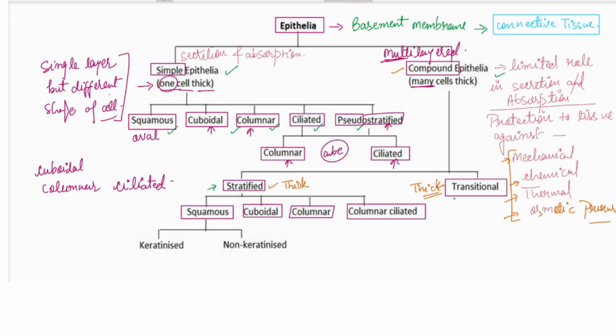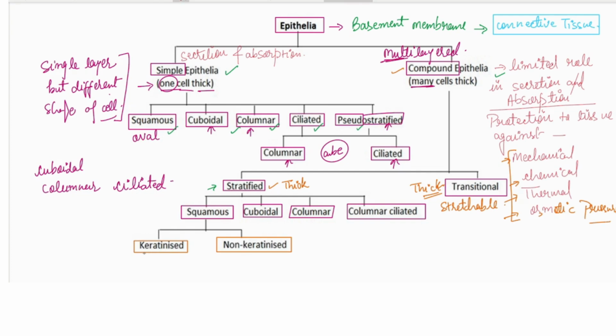But in the transitional epithelium it is actually stretchable. Transitional would be the stretchable, and stratified would be having the keratinized, so keratinized squamous. If it is not having the keratin layer over it, it would be the non-keratinized compound epithelium. What will we call it?